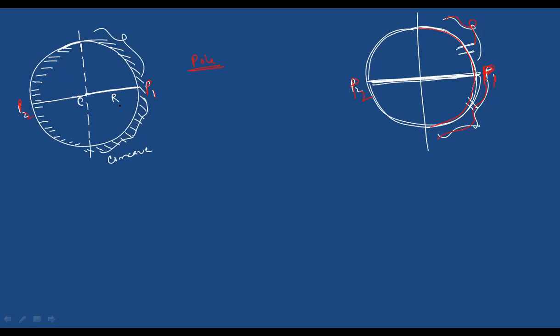Principal axis is a line joining the center of curvature, that means C. I will give the definition. First, try to understand. A principal axis means a line joining the center of curvature and the pole of a spherical mirror and extended on either side. That means this is known as the principal axis. Clear?